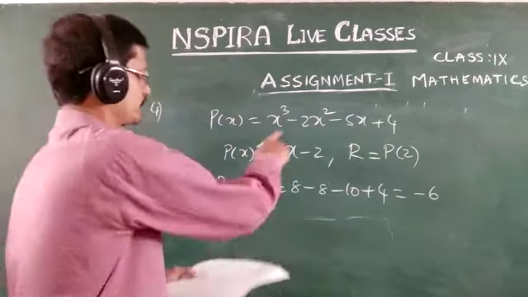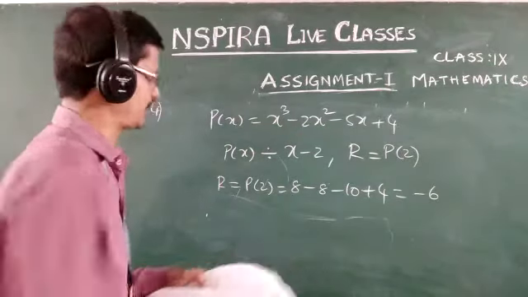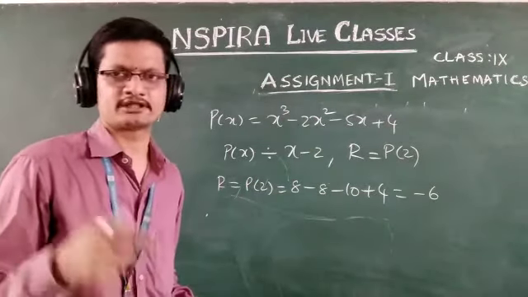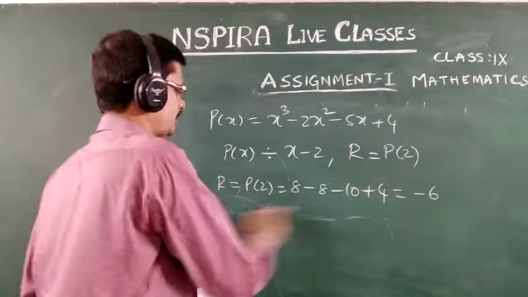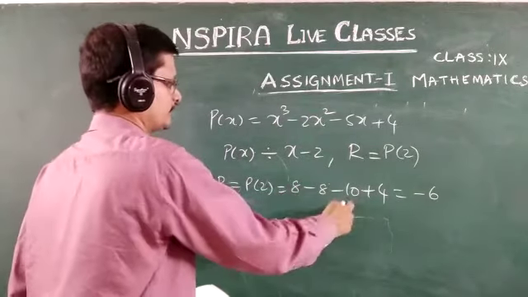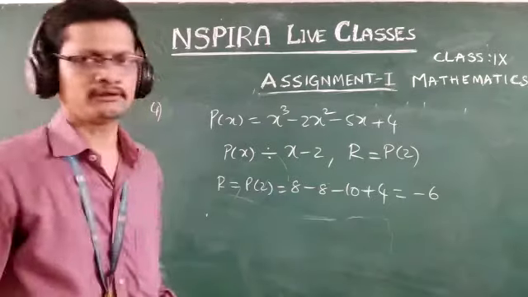X cube minus 2x square minus 5x plus 4 divided by x minus 2. When p of x is divided by x minus a, the remainder is p of a. So here the remainder is p of 2. Substitute: 2 cube is 8, 2 square is 4, into 2 is 8. So minus 10 plus 4, minus 6 is the answer.